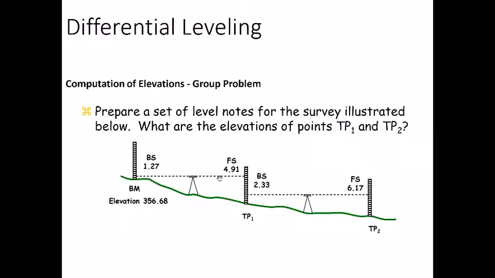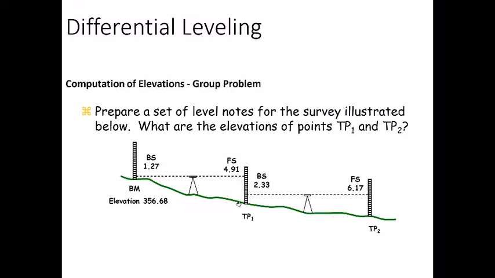Basically, the rise and fall method tells you how much the elevation difference is between two consecutive points. Either the second point is above the first point or it is below the first point. That is called the rise and fall method. In this case, the benchmark is given, its reduced level is 356.68, and then we take the reading of the first staff, which is on the benchmark, and of the second staff, which is on the point whose reduced level we want to find out. The difference between the two gives you the rise or fall between the two points.